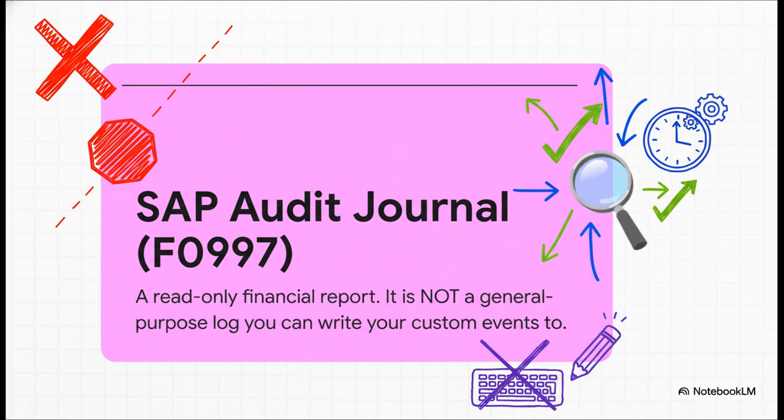So many people see the name SAP Audit Journal and think, aha, that's it. That's where I'm supposed to put my logs. But no way. The most important thing to get here is that this is a read-only financial report. It's built to look at standard financial documents that are already in the system. You literally cannot write your own custom events to it. It's just not what it's for.